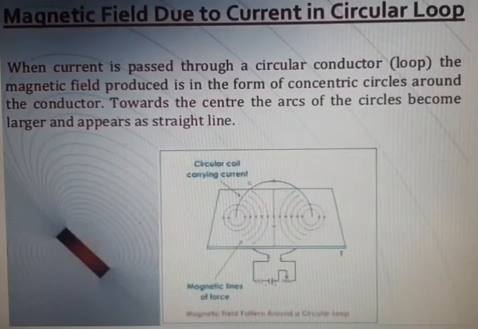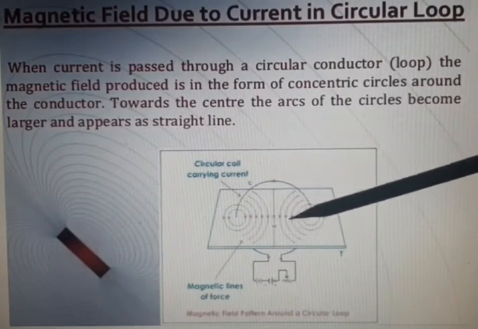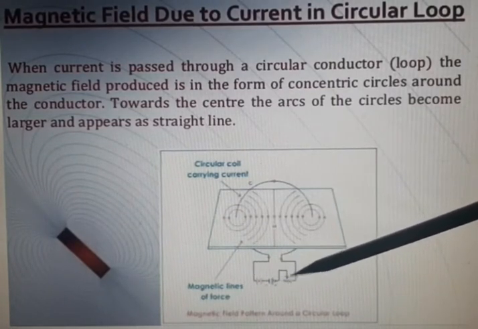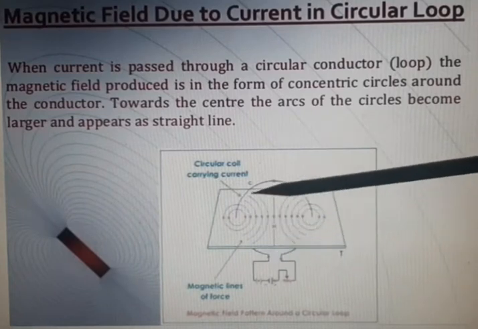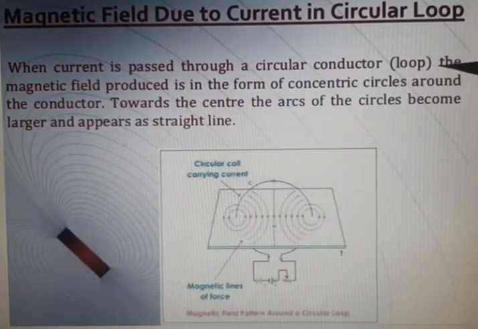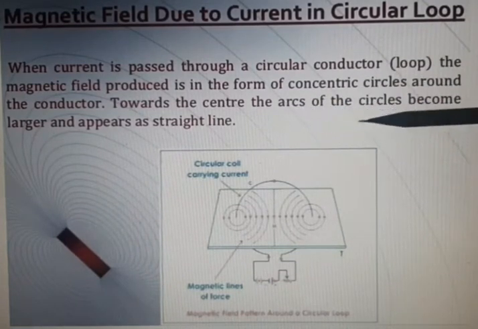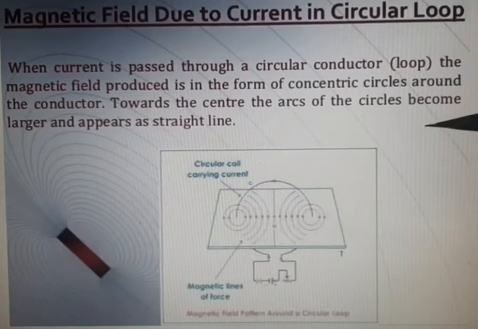Today our first topic of discussion is magnetic field due to current carrying in a circular loop. Here we can see a circular loop and current is passing through it, as we see that there is a battery attached to this circular loop. When current passes through a circular loop or conductor, the magnetic field produced in it is in the form of concentric circles around the conductor. Towards the center of the arc, the circles become larger and appear as a straight line.